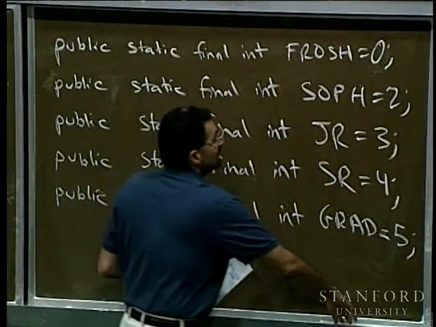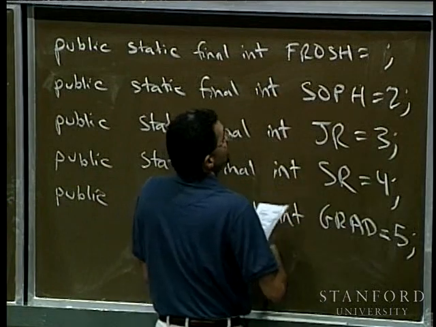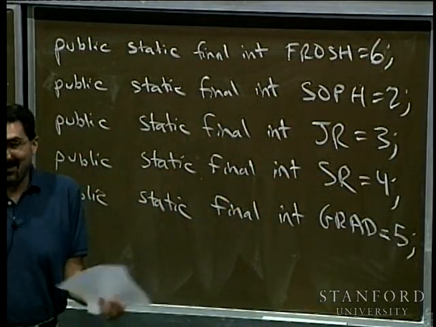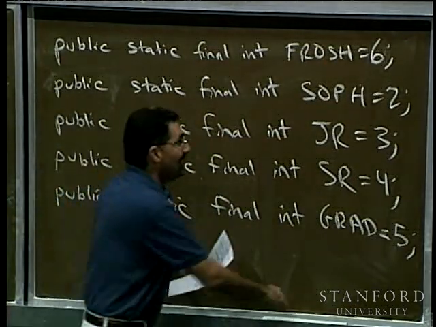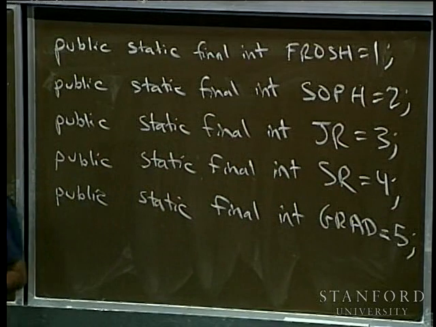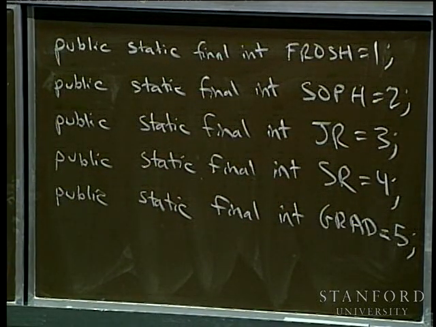And they might just say, well, actually, frosh are the coolest. They're a 6. And that's fine. You can do whatever you want. The computer really doesn't care. Most people probably won't care either. So we just start counting from 0 or 1 most of the time. Okay? So any questions about the general idea of enumeration?